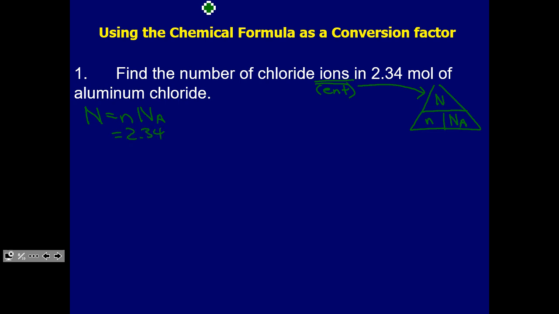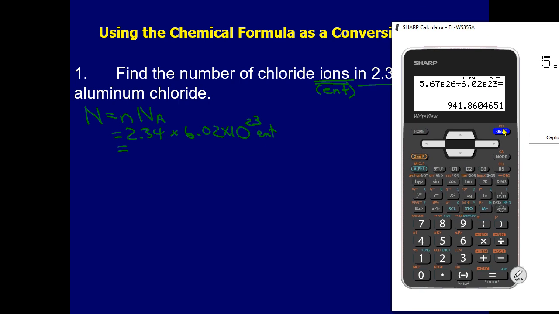2.34 times 6.02 times 10 to the 23 entities equals. Let's calculate that. Again, I have to sit down at my computer and grab my calculator. I'm going to clear it out. 2.34 times 6.02 exp 23 equals 1.408. Again, I have three significant digits, so I'm going to keep 1.4, and that 8 is going to make it 1.41 times 10 to the 24.